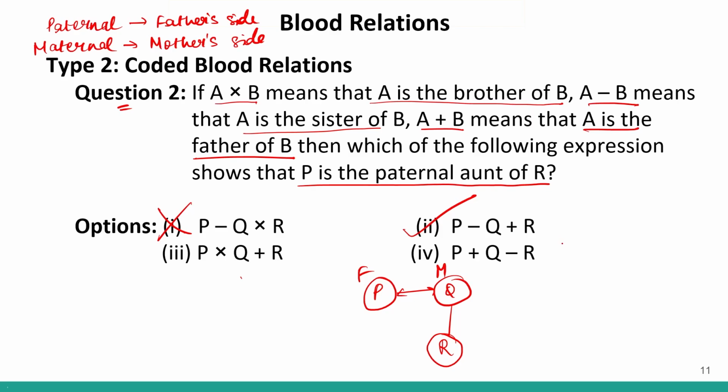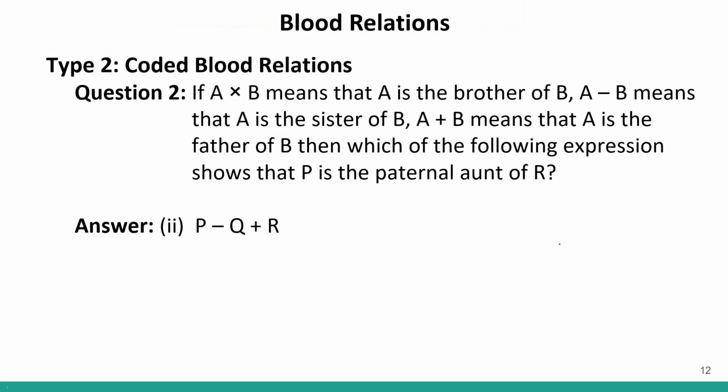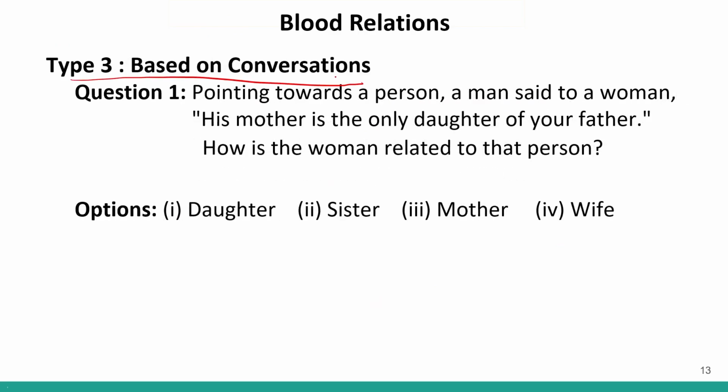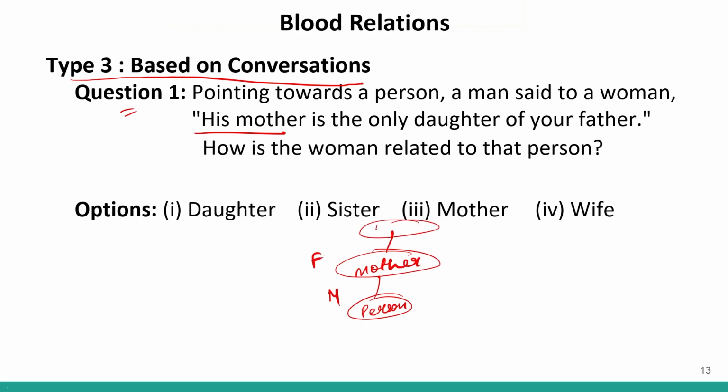Okay. So same concept, just we have coded the terms now. So now let us look at type 3 based on conversation. Question number 1 says, pointing towards a person, a man said to a woman, his mother is female, the only daughter of your father. So the person is male.